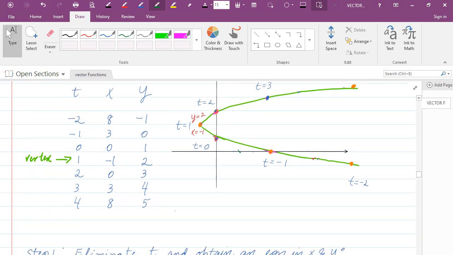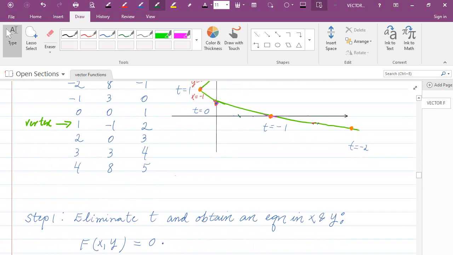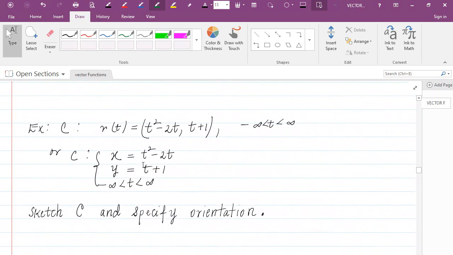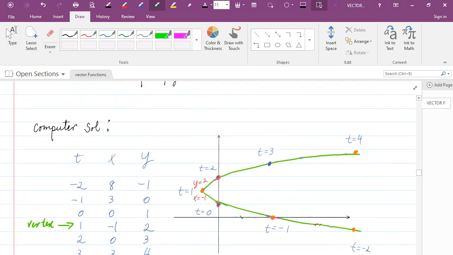But let's try to do it in a different way, let's do it analytically. That is, sometimes you might be able to eliminate the parameter t, and then come up with an equation satisfied by x and y. So then what it means is that the x and y coordinates of the curve satisfy an equation, and if it is a familiar equation, then that tells us what the curve is. So let's try to do that in this case.